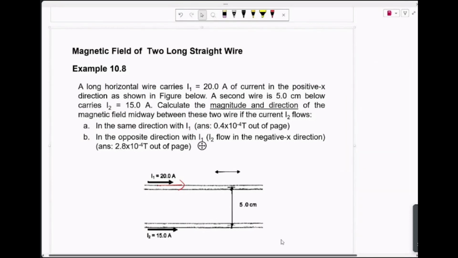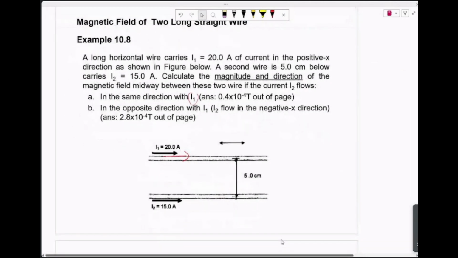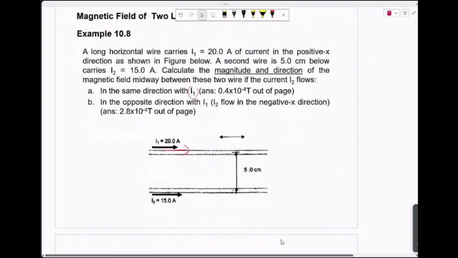So calculate the magnitude and the direction of the magnetic field midway between the two wires if the current I2 flows in the same direction as I1. So given in the figure here is the same direction. So follow the figure for case A. Okay. So the question asks you for midway.